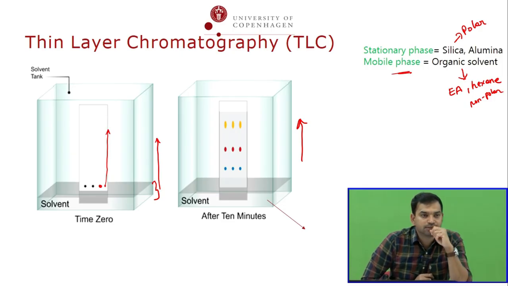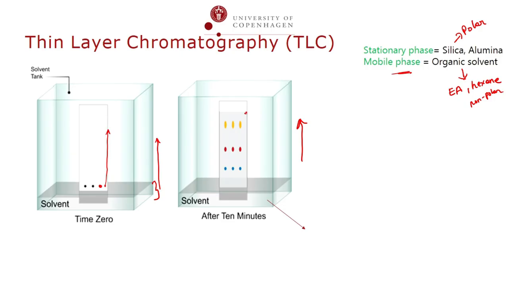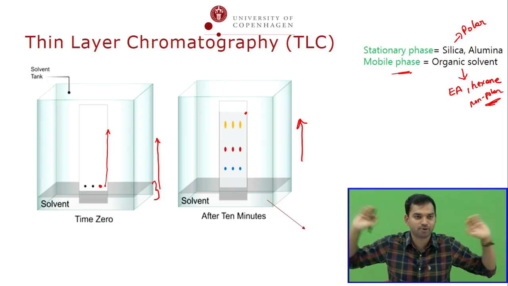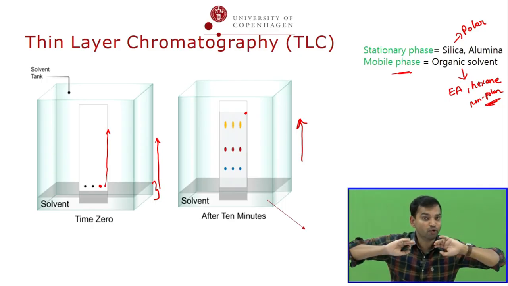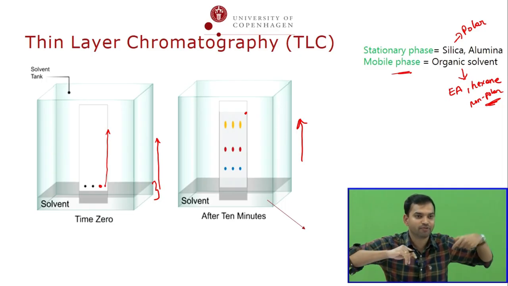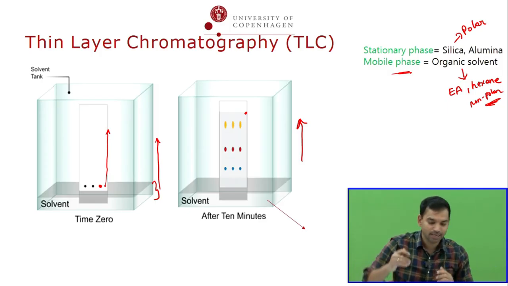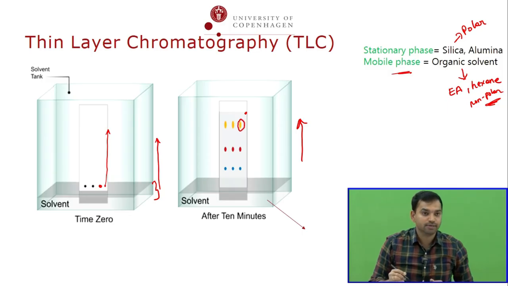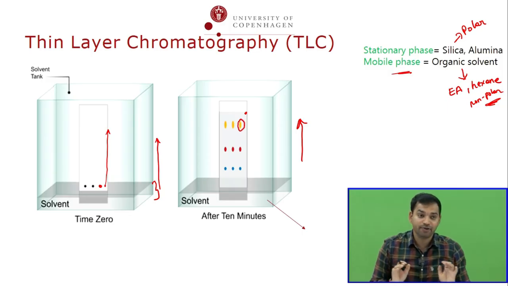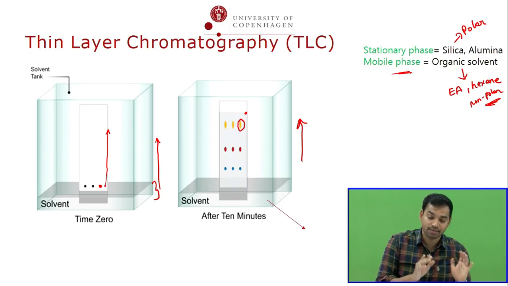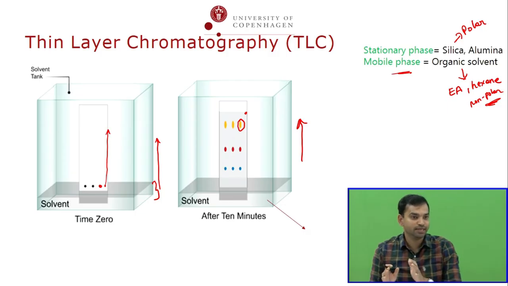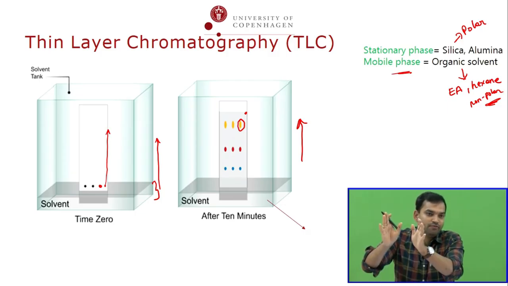Who will move faster? The solvent is moving faster because the solvent is non-polar. It doesn't like the stationary phase. It just wants to get rid of the stationary phase, so it's moving faster. When it is moving faster, it will take its friends, the analytes, saying, can you come with me? Now, the yellow one does not like the stationary phase as much as possible, so it loves the mobile phase and moves along with it.